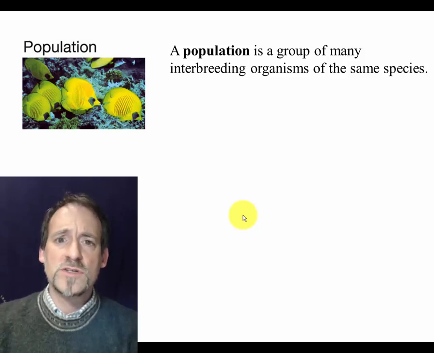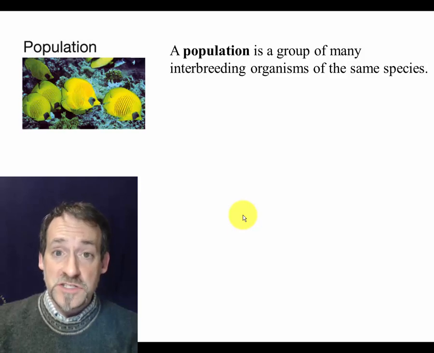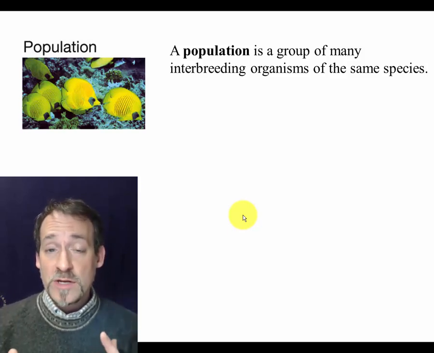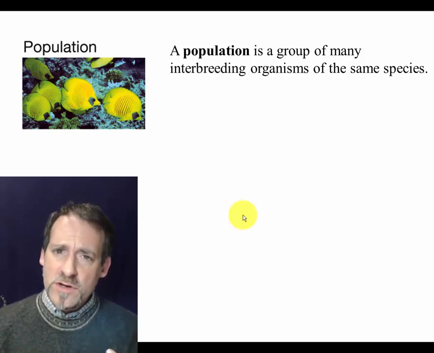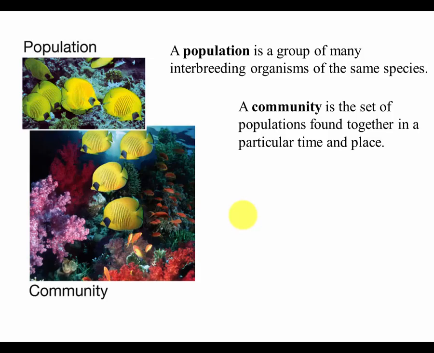So far, what we've been doing is talking about ecology at the population level. And again, a population is when you have a group of many organisms, they're interacting, but they're all the same species. What we're going to switch over to now is what's called the community level. When you've got a set of populations found together in the same time and space so that you've got multiple species interacting.